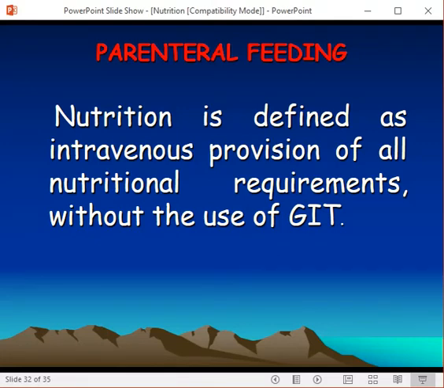Parenteral feeding. Parenteral nutrition is defined as intravenous provision of all nutritional requirements without the use of GIT. This is the definition of parenteral nutrition.